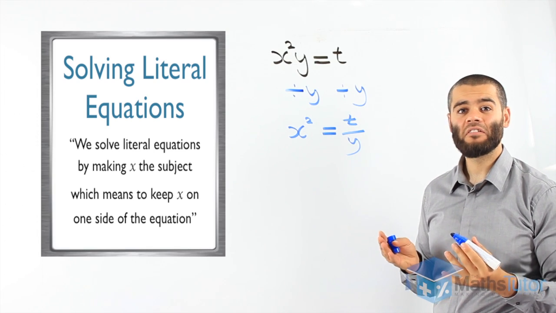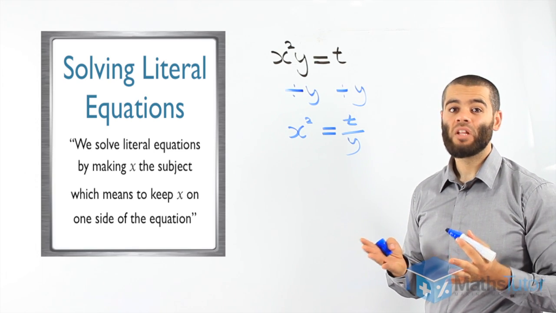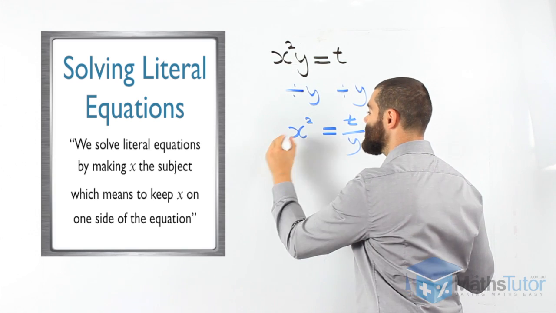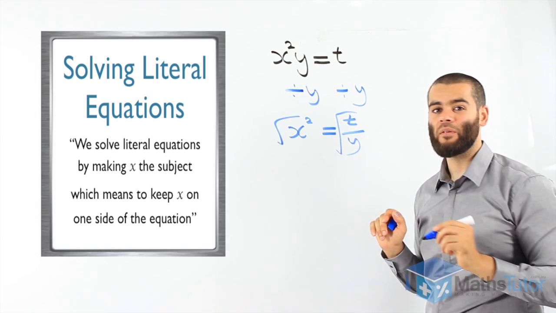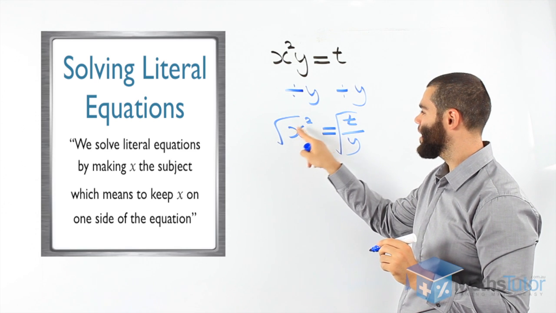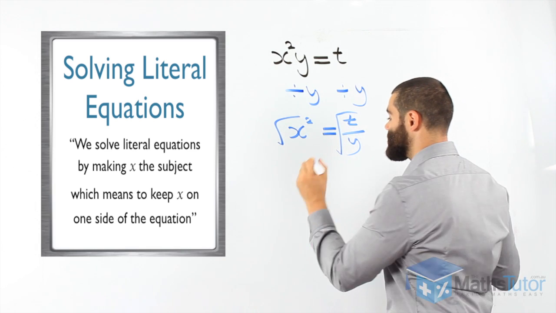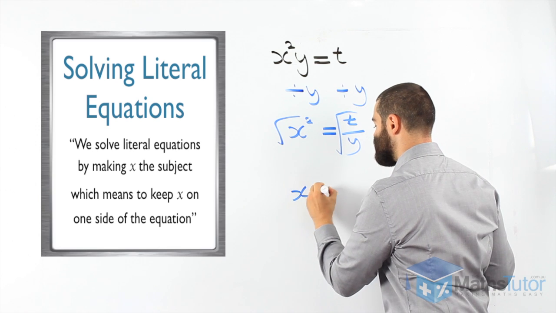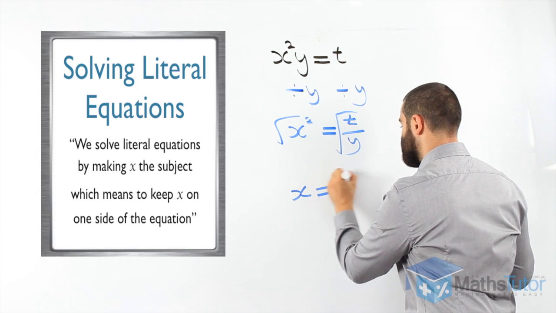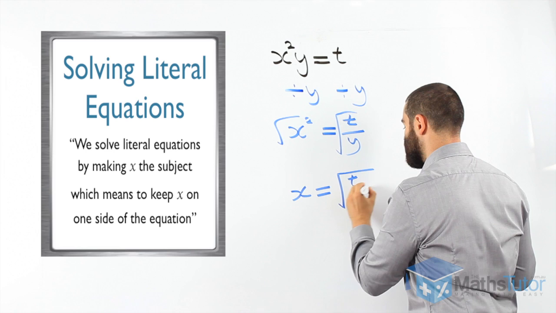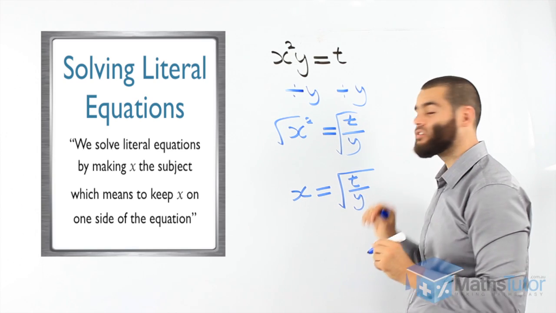Now, have we found x? No, we still have a squared. What's the opposite of squared? Square root. So the opposite of square is square root: square root one side and square root the other side. They are opposite one another and they cancel each other out. So we have x, and our answer is the square root of t over y. So x equals the square root of t over y.